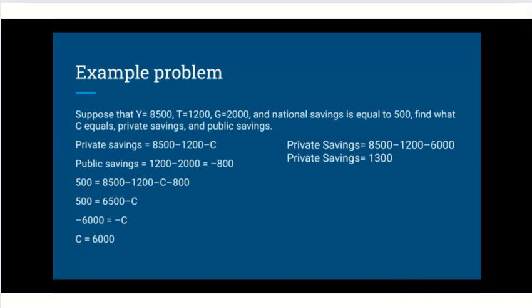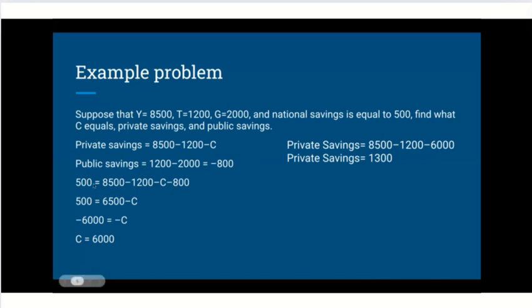So starting off, we aren't able to calculate private savings, but we can calculate public savings, which is 1,200, or the amount in taxes, minus 2,000, the amount of government spending. With this information, we know that public savings is equal to negative 800. Now that we know both public savings and national savings, we can use the equation for national savings to solve for C.